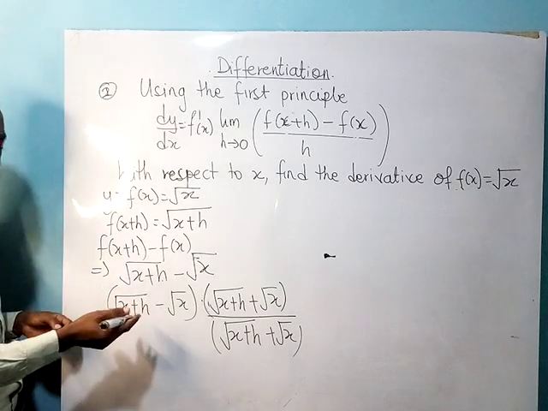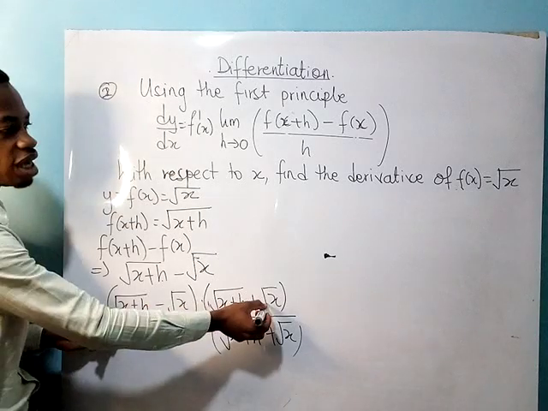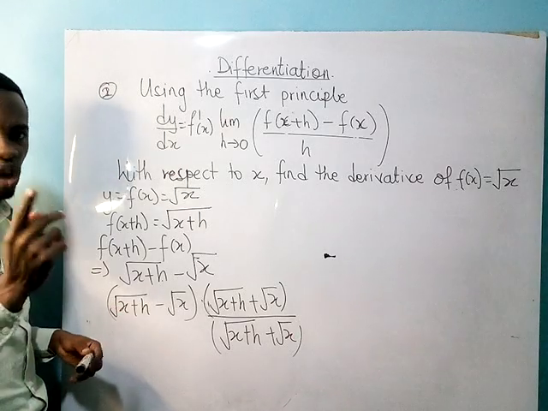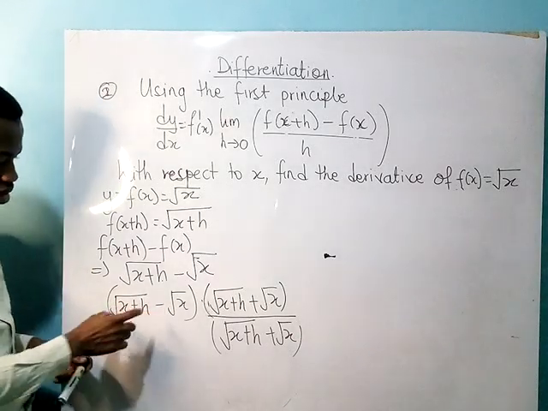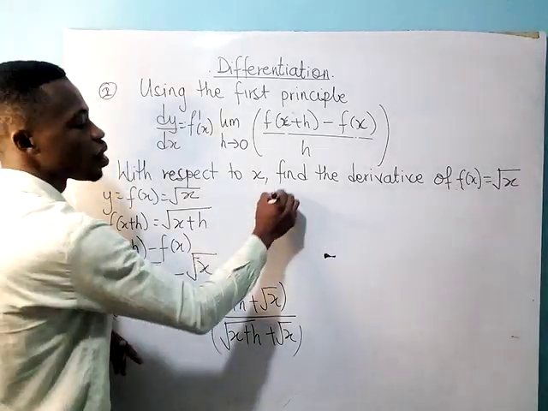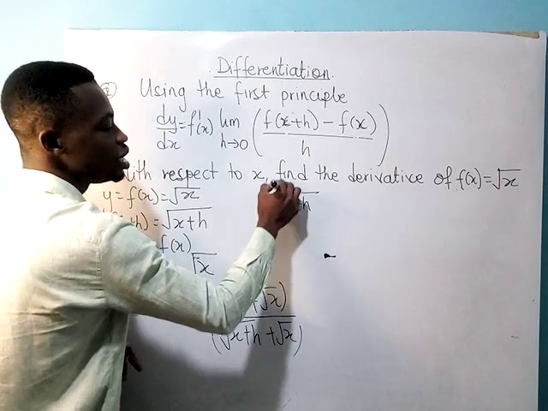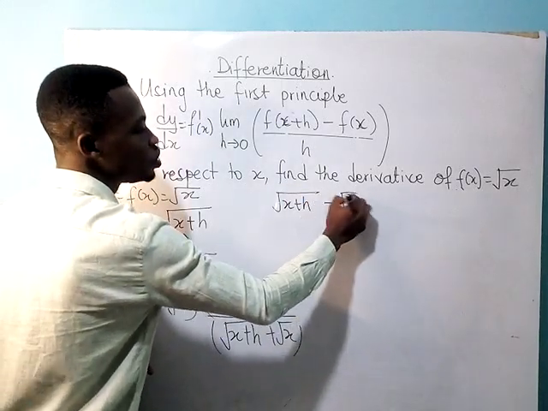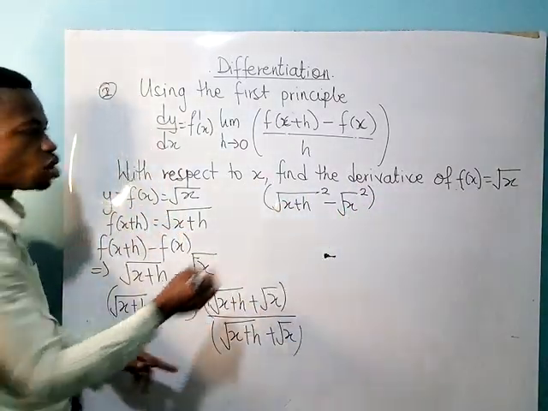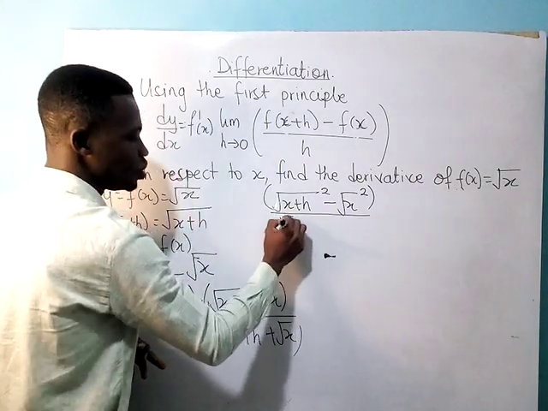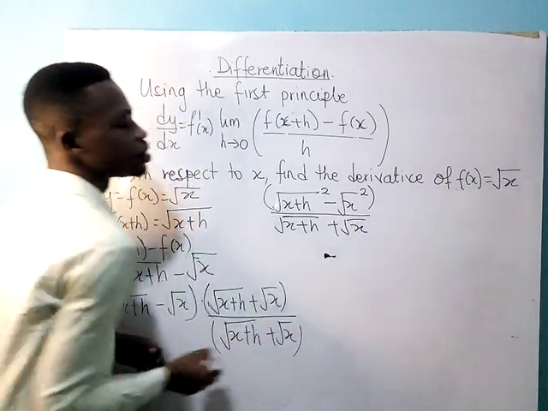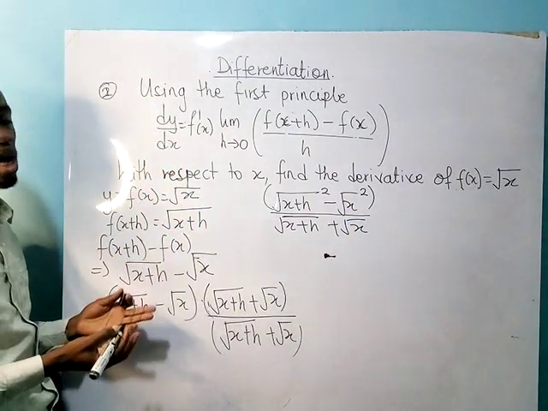Now let's see, we can expand. So this multiplies this, and remember, when we are dealing with conjugate, we always obtain the difference of two squares. So in multiplying, we are going to have square root of x plus h minus square root of x, each raised to the power 2, over square root of x plus h plus square root of x. So this is what we are going to have.